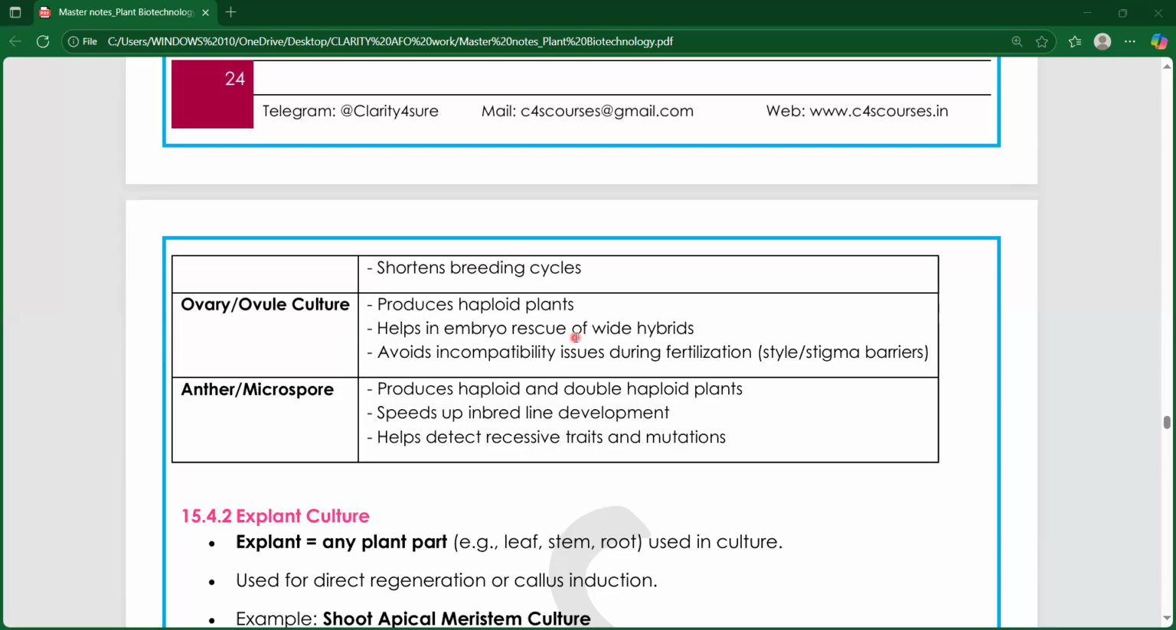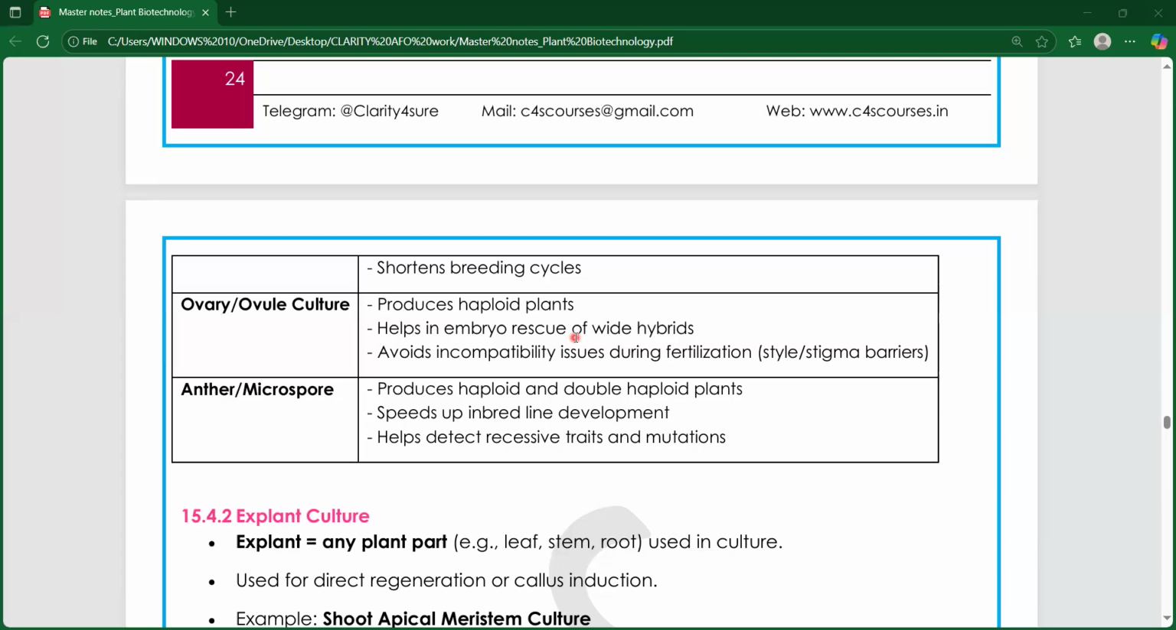Then also you can use this culture. This culture also helps in producing haploid plants, which I have discussed earlier, through the somatic hybrid embryogenesis process by the help of parthenogenesis or gynogenesis process. Then you can enable the recovery of embryo from the wide cross where incompatibility causes early abortion.